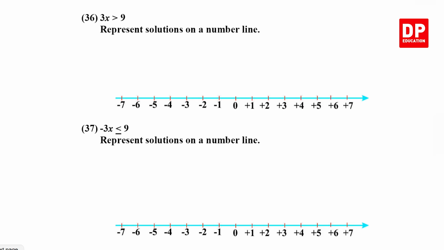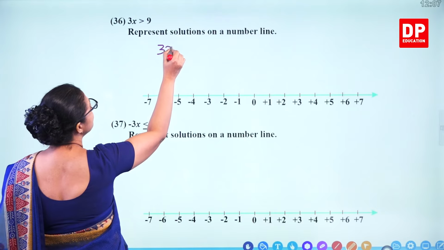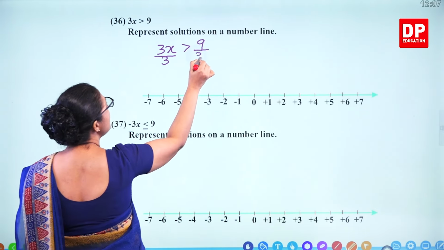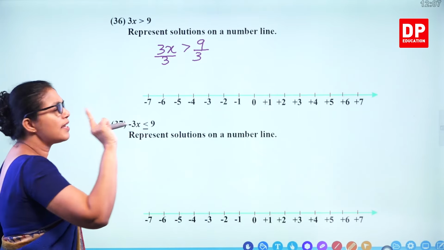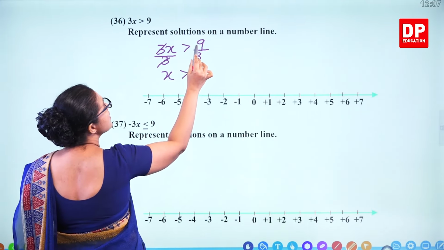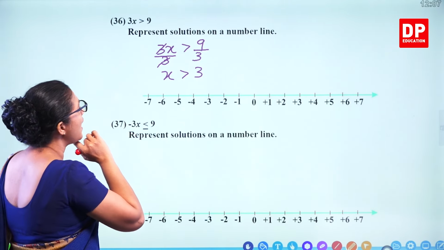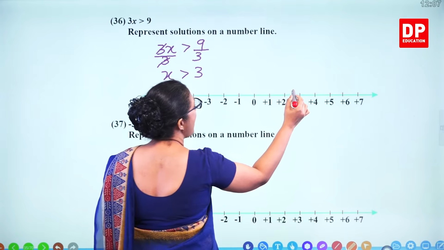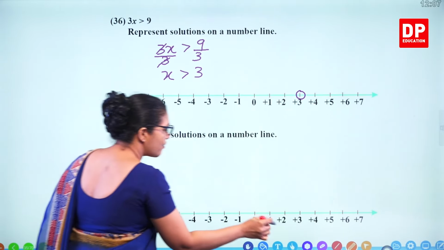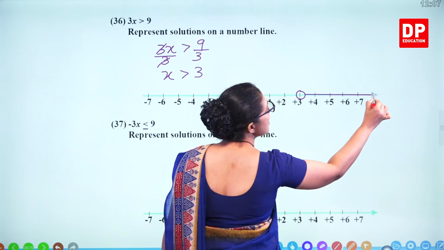Look at this one. 3x is greater than 9. So how do we find x? You have to divide by 3. So we are dividing by a positive number. Nothing happens to the sign. So x becomes greater than 9 divided by 3, which is 3. So how do we mark it on a number line? This is 3 and 3 is not included. So you draw an open circle. And greater means this is towards the right hand side.